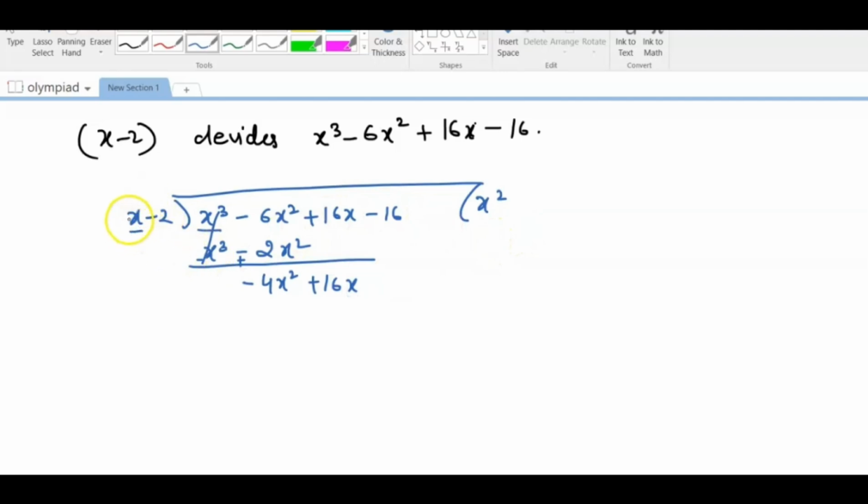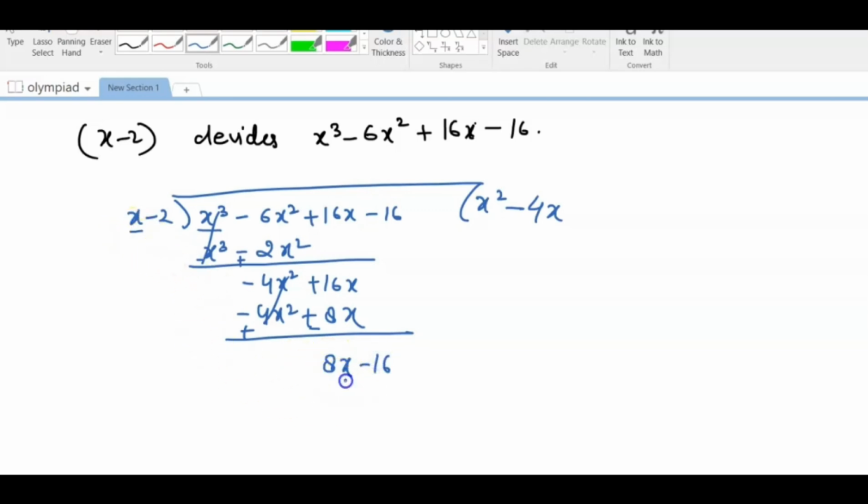So if we multiply minus 4x with x, we'll get minus 4x square. So here we'll write minus 4x. So we get minus 4x square. And now we will multiply minus 2 with this minus 4x. So we'll get plus 8x. Now again subtract. So we will get 8x minus 16.